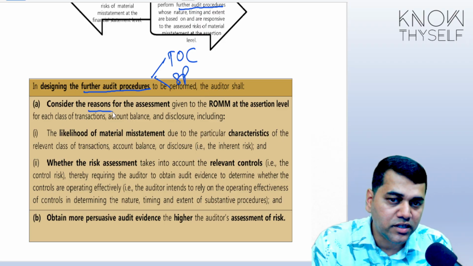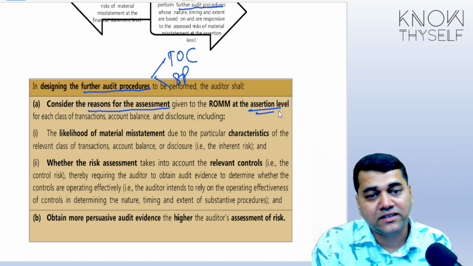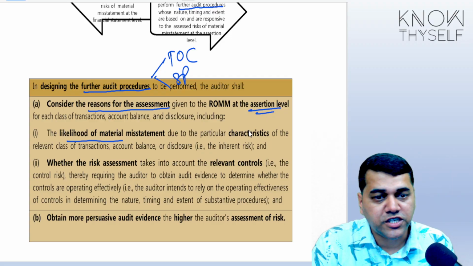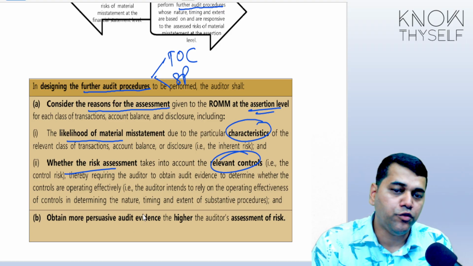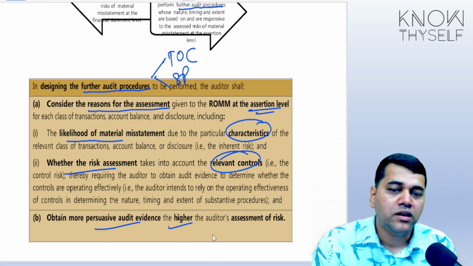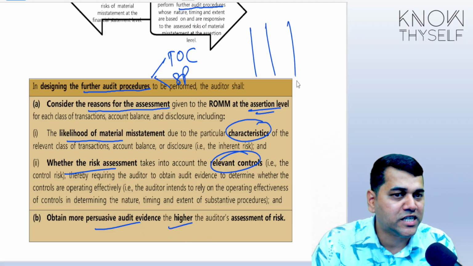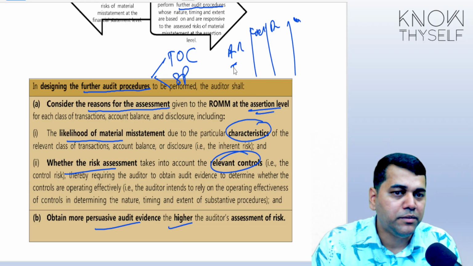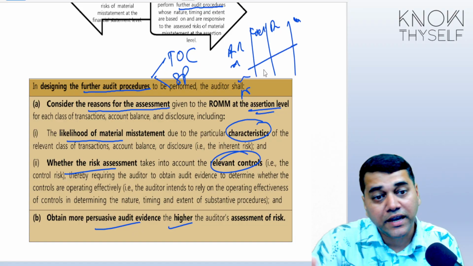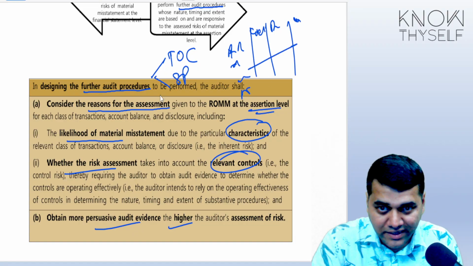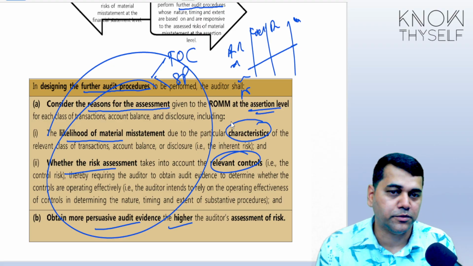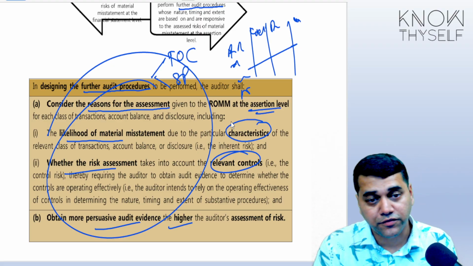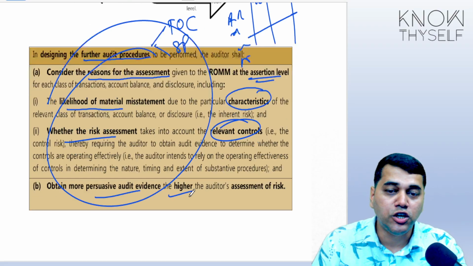They say that you have to consider the reason for the assessment given at the assertion level and the likelihood of misstatement, whether it is coming because of the characteristics or because of the control. And if you decide to do test of control, obtain more persuasive evidence. You remember, students, I made a chart: GST, debtors, stock, we made IR, we made ROMM calculation, then we decided why ROMM is more. You remember, no? That is this particular pattern. So you decide, should I do test of controls or substantive procedure? Whether control exists, is it effective? Because you require one control to risk map.